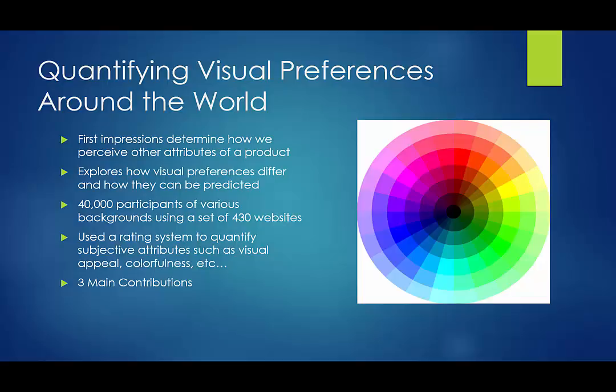So they studied 40,000 participants of various backgrounds using a set of 430 websites. They used a rating system to quantify subjective attributes such as visual appeal, colorfulness, visual complexity, etc. They came up with 3 main contributions. The first one was to identify demographic factors that influence visual preferences. The next is that they developed a computational model that combines demographic information with computational image metrics, like colorfulness and visual complexity. Then they included the first public data set on visual appeal, or that was the goal at least.